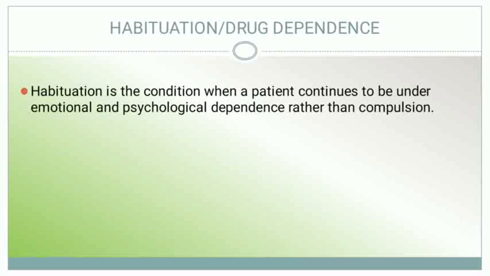Then the next factor is habituation or drug dependence. Habituation is a condition when the patient continues to be under emotional or psychological dependence rather than compulsion. For example, tea, coffee, right? These things do not create any compulsion. An individual can carry out his work even in the absence of such an agent. Therefore, there is no physical dependence, hence the condition can be controlled and tackled.